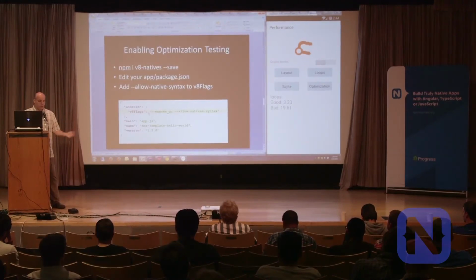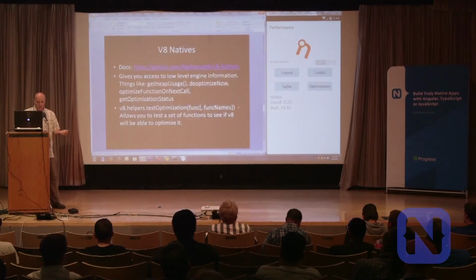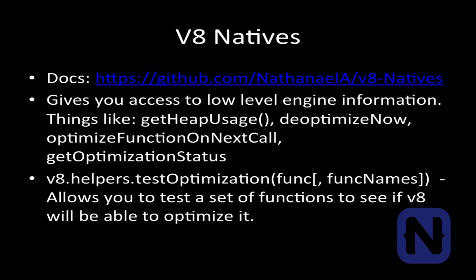So what you do is you open up the app.js file that is inside your app folder, and you'll always see in it the exposed GC, because it's one of the flags that NativeScript uses to get access to the GC variable. And you just add this allow native syntax. Then it gives you functions that allow you to get the heap usage, what's going on with memory. It gives you the ability to take a JavaScript function that you're running and tell it to de-optimize the function and then have it re-optimize the function.